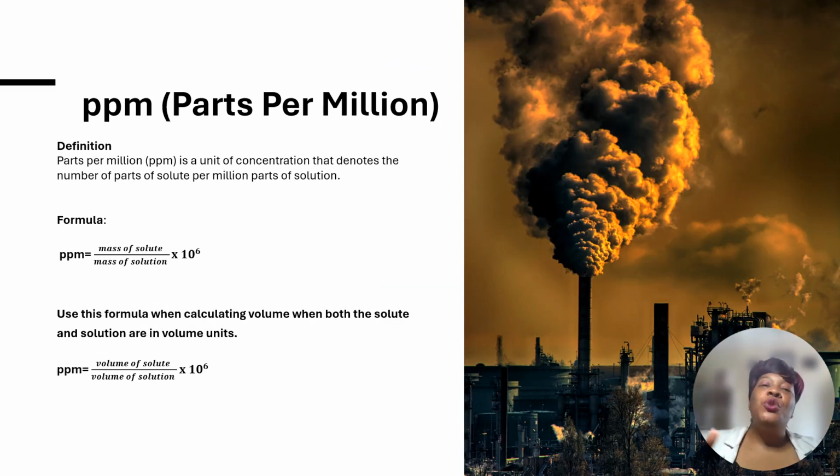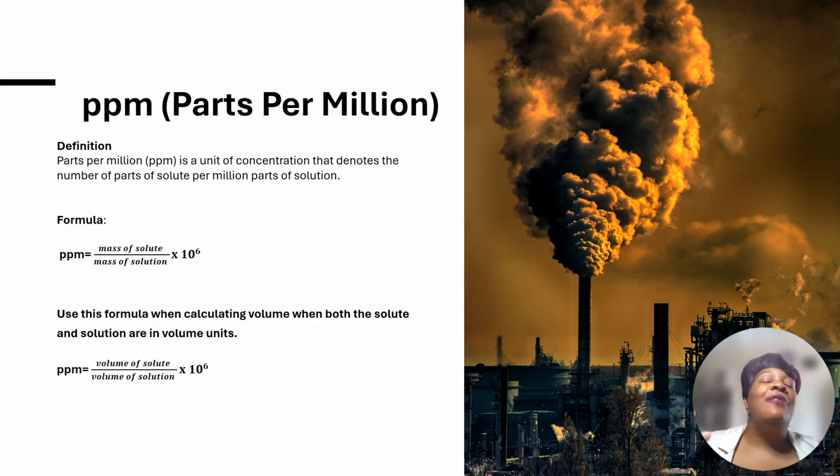Now, let's get into some formulas that you have to be familiar with. Here's one, for instance, that deals with parts per million, ppm. The definition of parts per million is a unit of concentration that denotes the number of parts of solute per million parts of solution. So here's your formula.